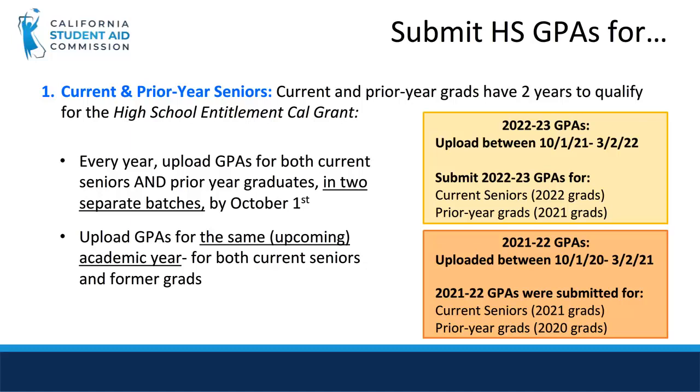However, when uploading GPAs for a given academic year, you will upload both GPA batches for the same academic year. For example, for 2022-2023 GPAs, you will include current seniors who will be 2022 grads as well as prior year graduates, class of 2021.